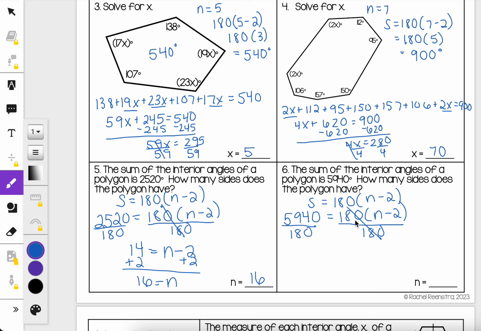All right, don't distribute that 180. You'll get the same answer, but it's just a little bit more work. When I divide 5,940 by 180, I'm going to get 33. And then finally, just add 2 to both sides. All right, so a polygon with 35 sides is going to have 5,940 degrees.